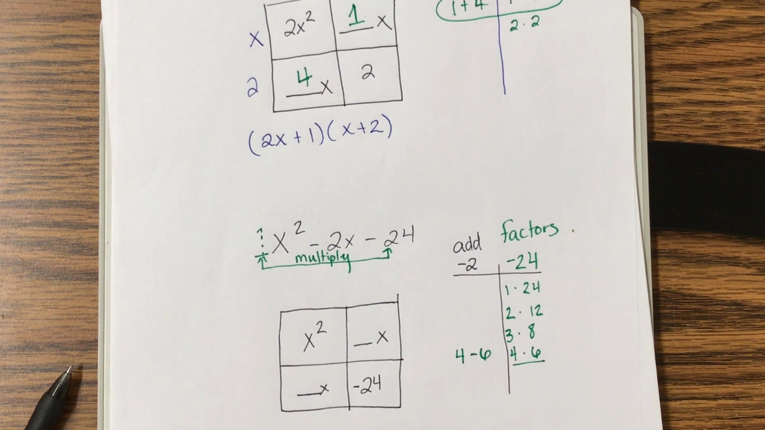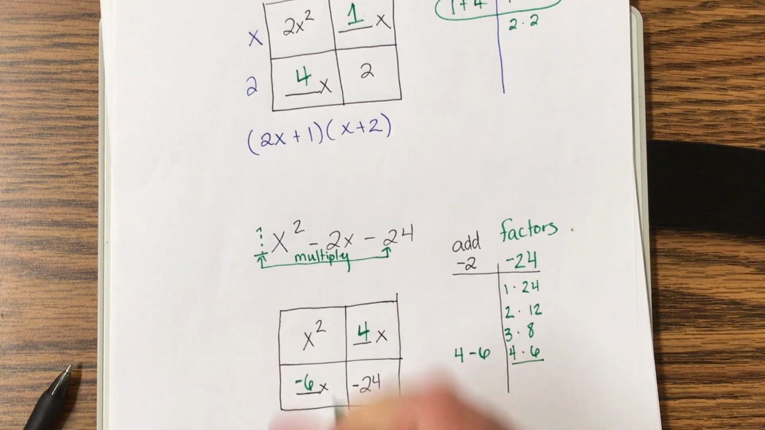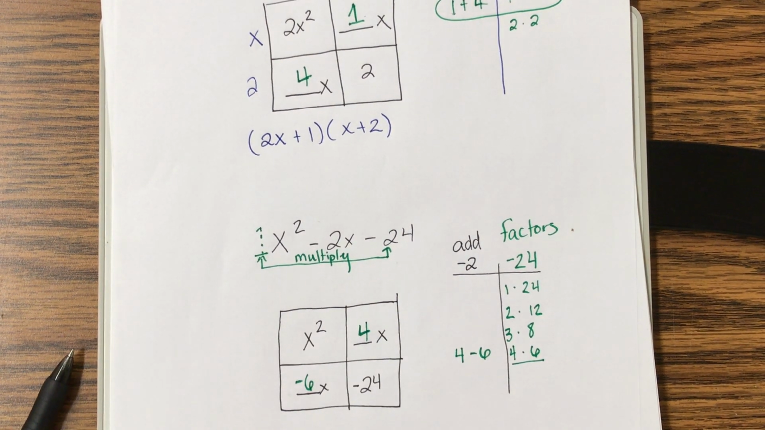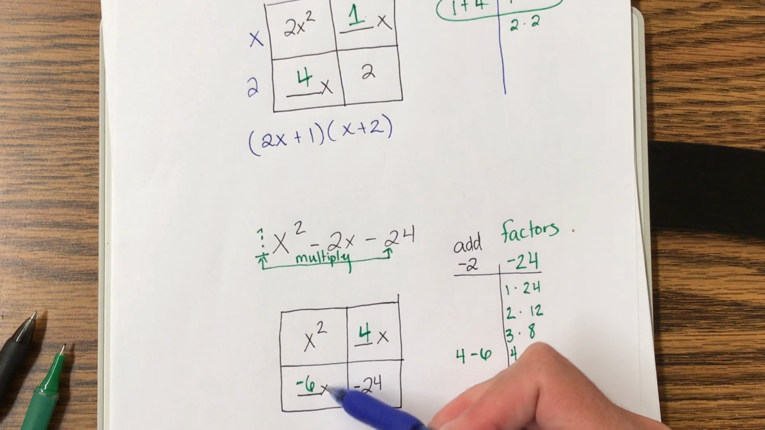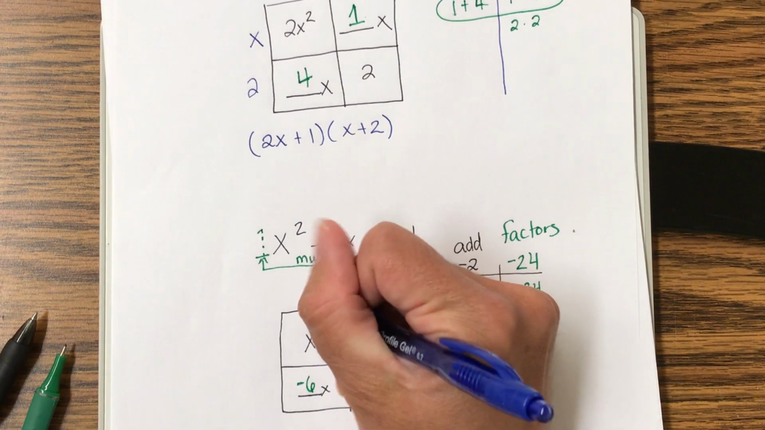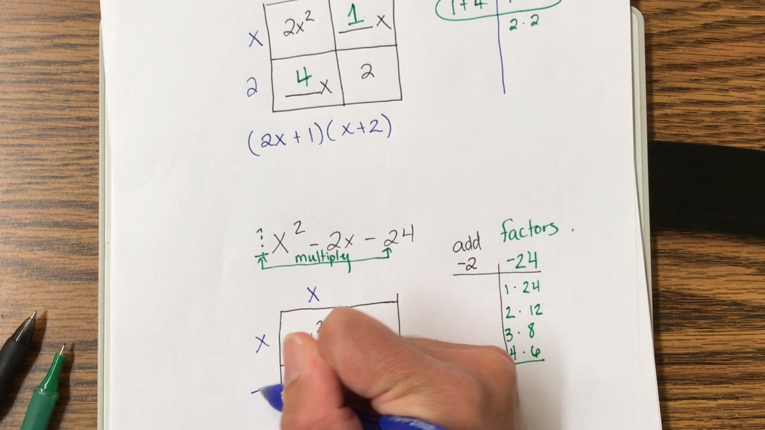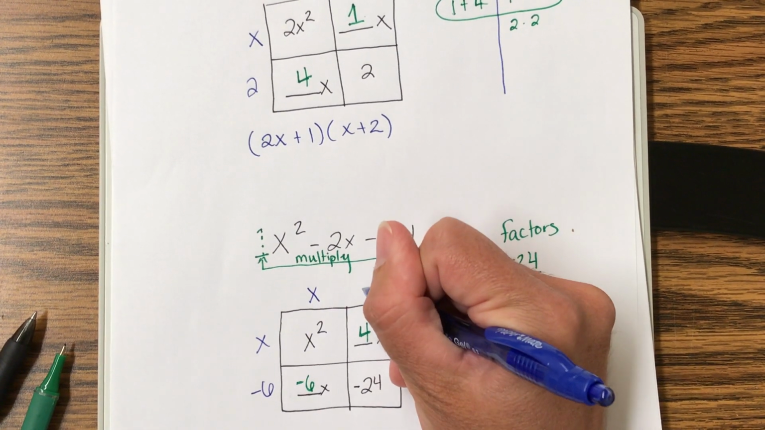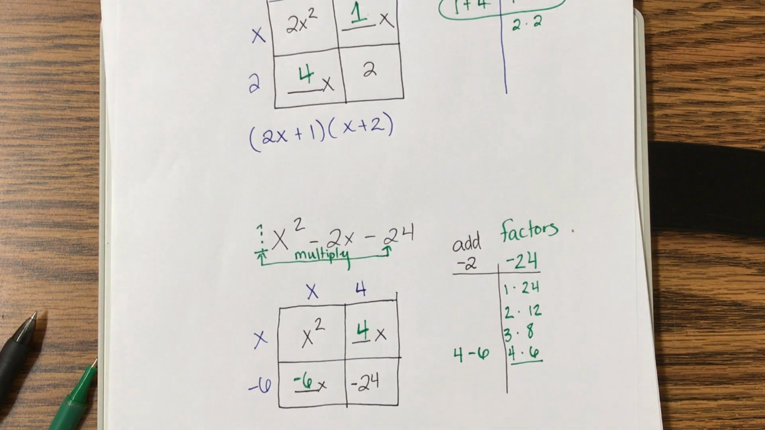So now we can work on the inside. One of them's got to be a 4x. One of them's got to be a negative 6x. And then factor out GCFs. So x squared and negative 6x, the only term that they have in common is an x. x times x is x squared. x times negative 6. And x times 4. And then negative 6 times 4 is negative 24.